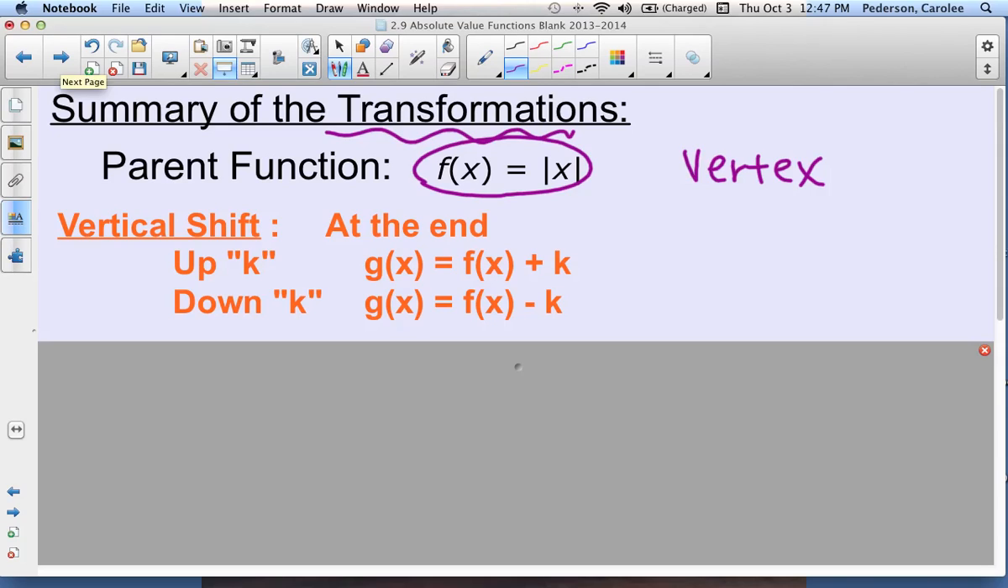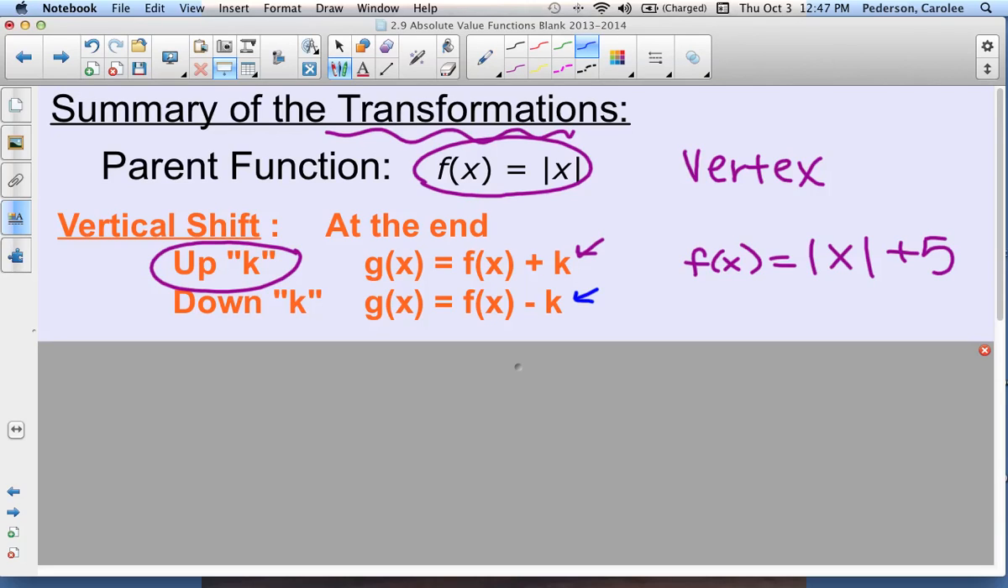When you have a function and you have a plus k at the end of the function, like f of x equals the absolute value of x plus 5, it's going to move this graph up 5 units. If we have an example where there's a minus k, something like f of x equals the absolute value of x minus 4, it's going to shift it down 4 units. So now our y-axis has changed. So make sure you write this part down.